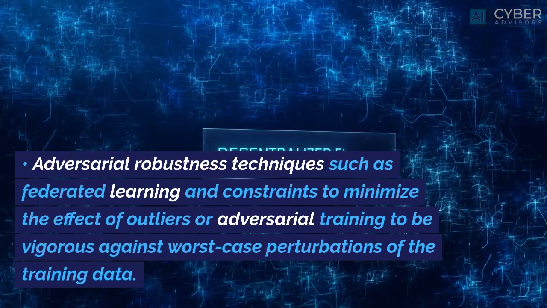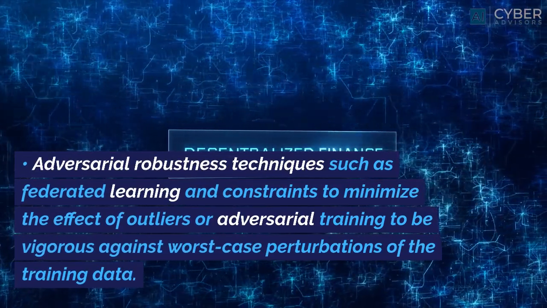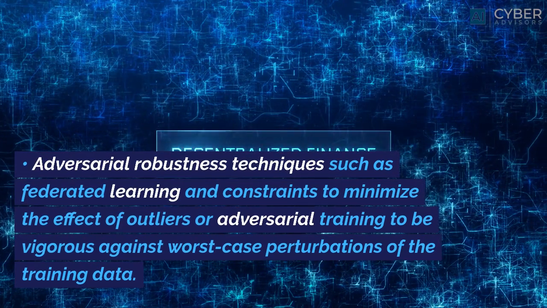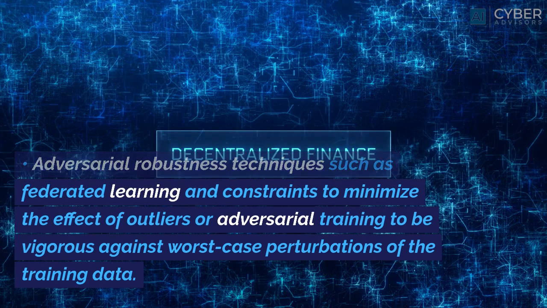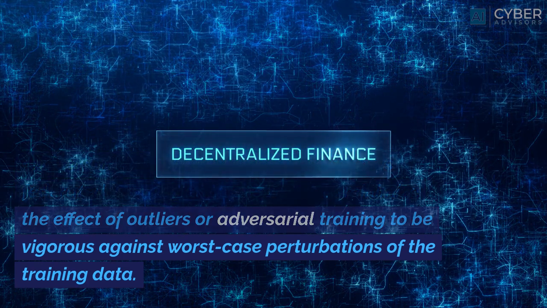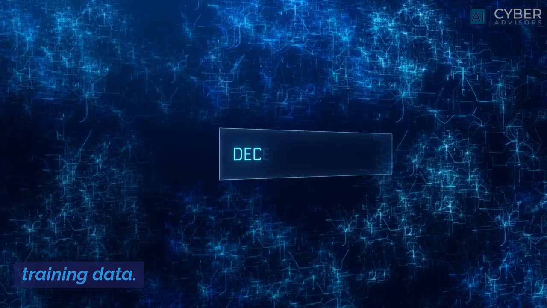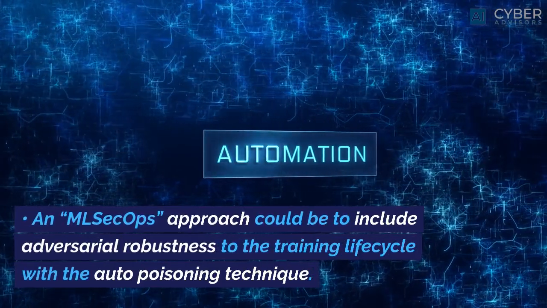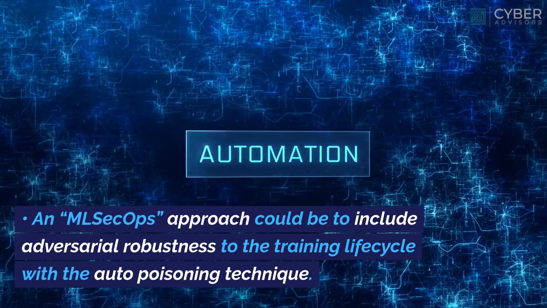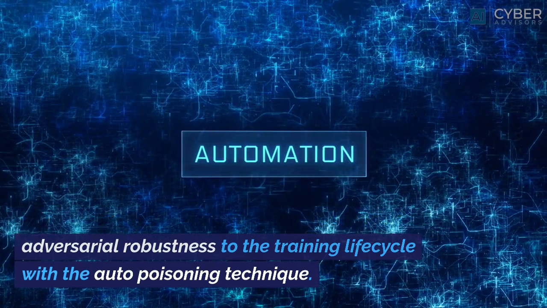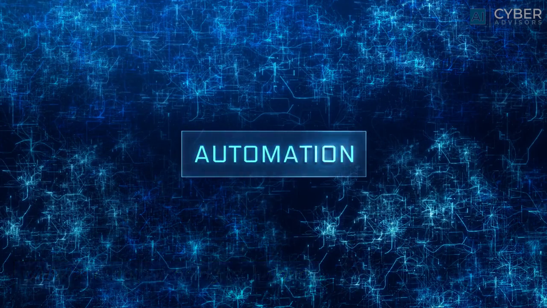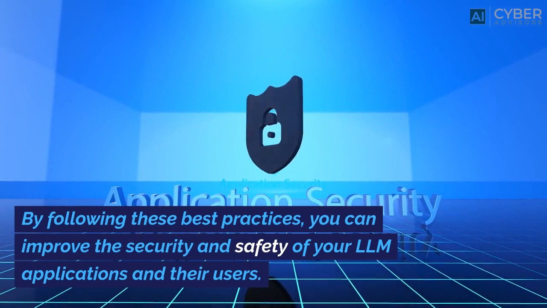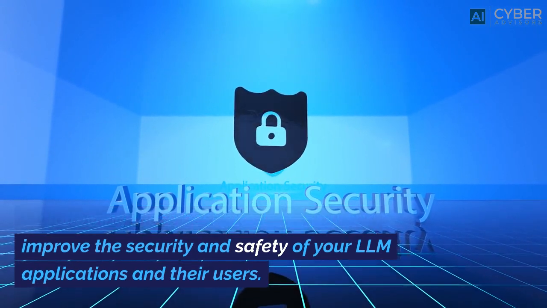Adversarial robustness techniques such as federated learning and constraints to minimize the effect of outliers or adversarial training to be vigorous against worst-case perturbations of the training data. An MLSecOps approach could be to include adversarial robustness to the training lifecycle with the auto-poisoning technique. By following these best practices, you can improve the security and safety of your LLM applications and their users.